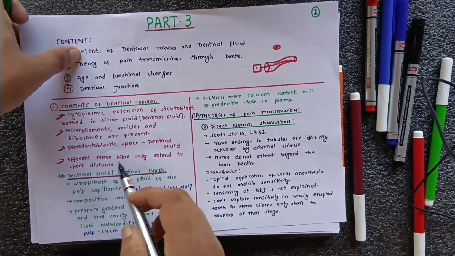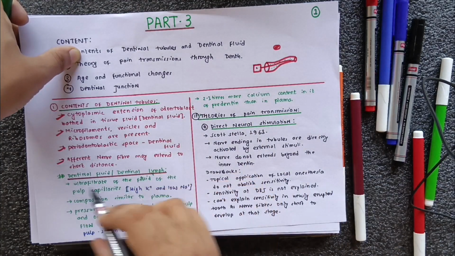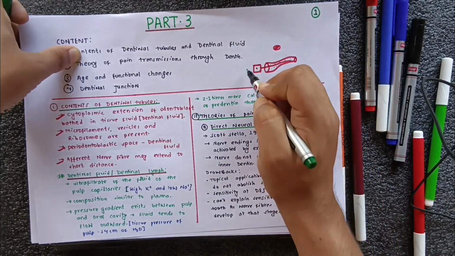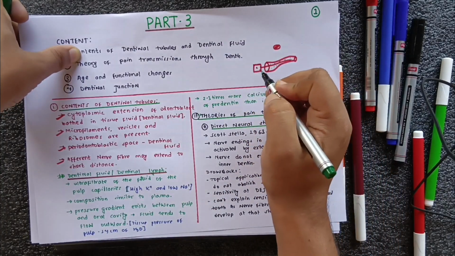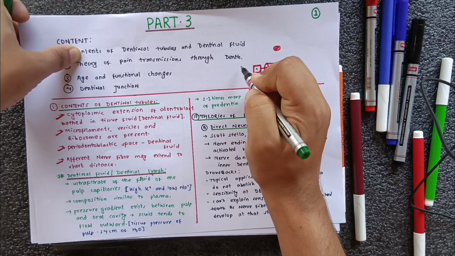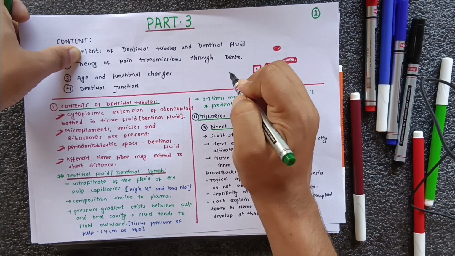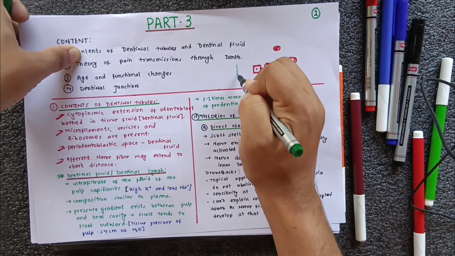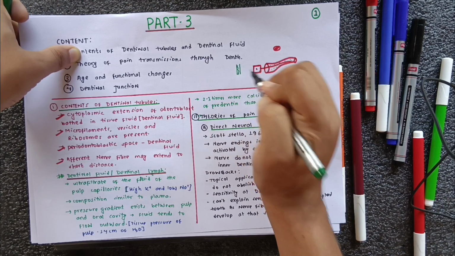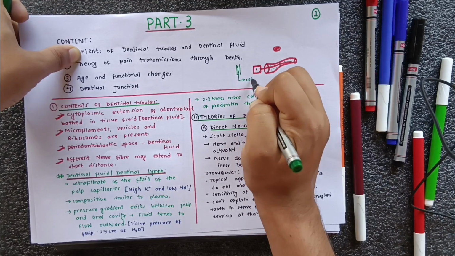After that, efferent nerve fibers may extend a short distance. This is very important. When I discuss the pulp, in the pulp chapter I will be discussing the different zones of the pulp. There is a cell free zone in the pulp.